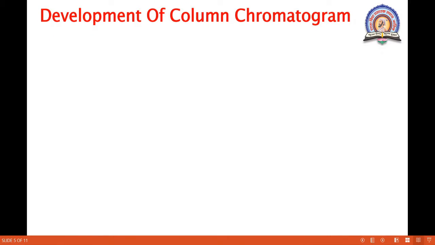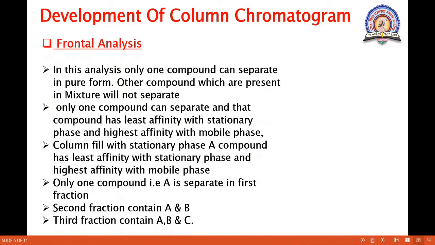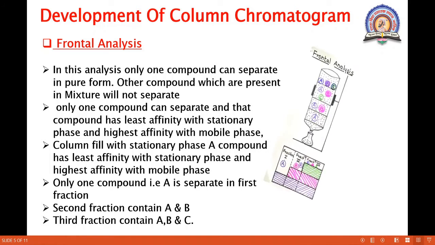In that, the development of chromatogram is explained. This development of chromatogram is explained in two ways, by column chromatogram and by paper chromatogram. So we first discuss the development of column chromatogram. This column chromatogram is explained by three different analyses. In that, the first is frontal analysis.